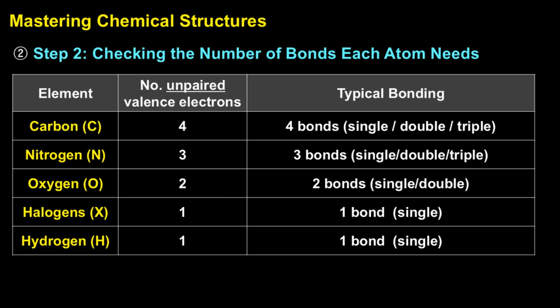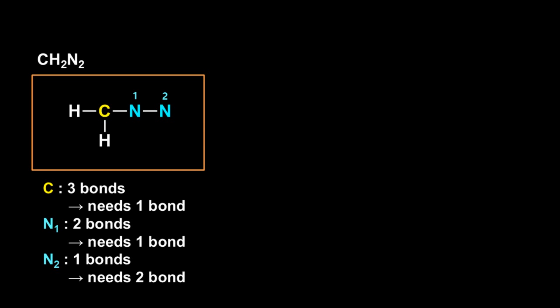Now, if all the atoms in your structure already have the right number of bonds, you can skip step 3 and go straight to step 4. All right, let's go back and review our structures. Let's take a closer look at the atoms in diazomethane.